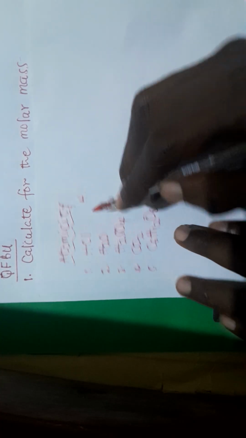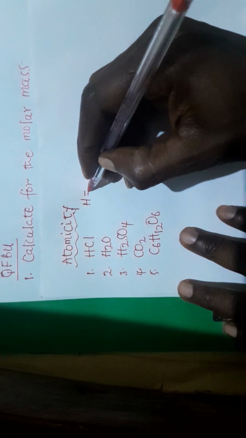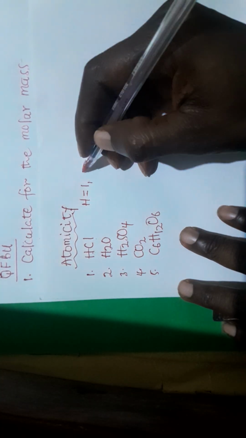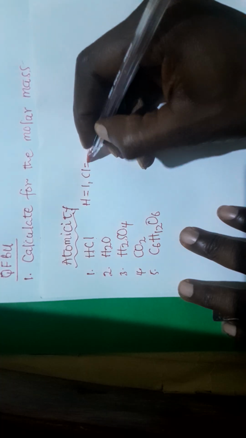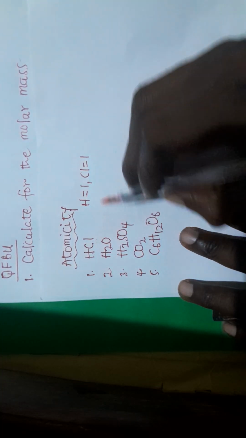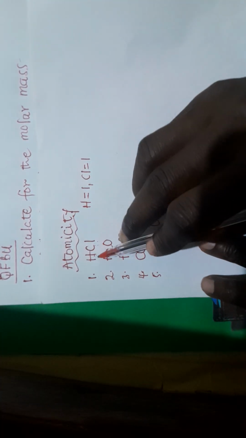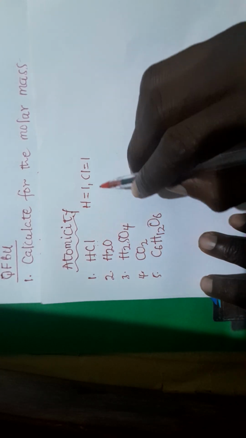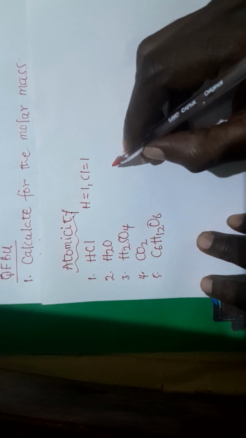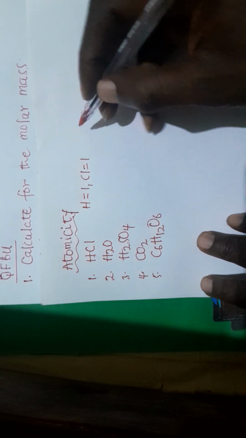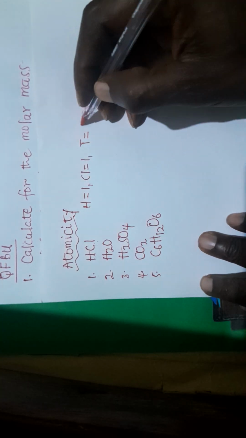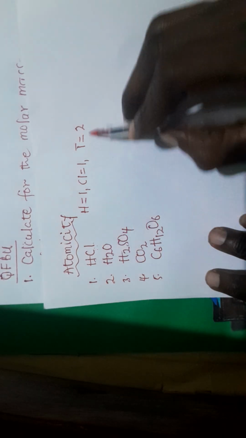So to not talk too much, we start mentioning the atomicity of each. The atomicity of hydrogen here is actually 1 because it's only one hydrogen present. What about chlorine? Chlorine is also 1. Now, if I ask you the total atomicity of hydrogen chloride, what will be its total? Total is just adding the 2. So let me represent T to be total, and that means the total is going to be 2. Therefore, the atomicity of the whole hydrogen chloride is 2.